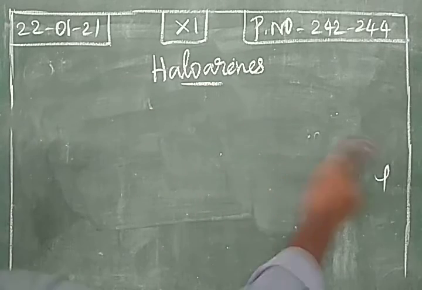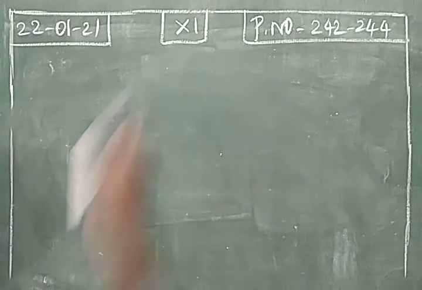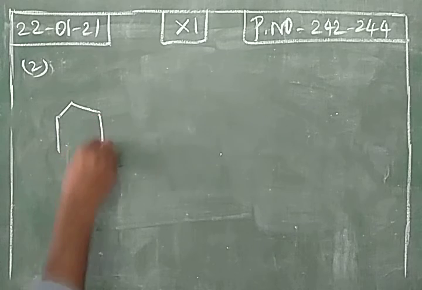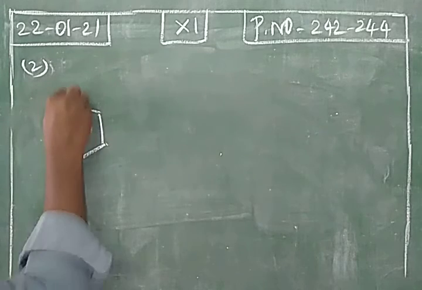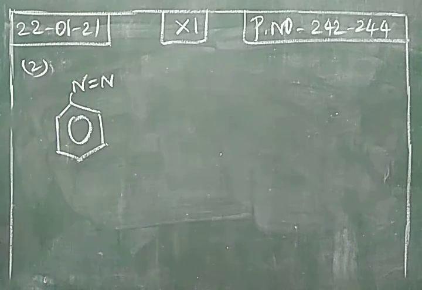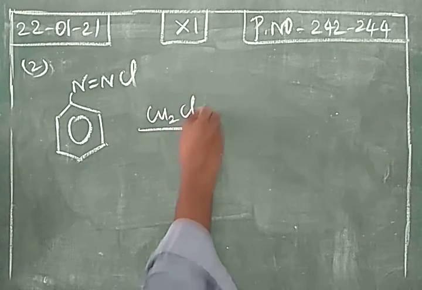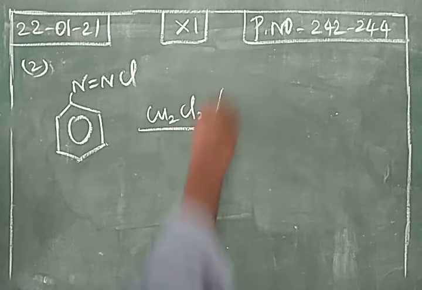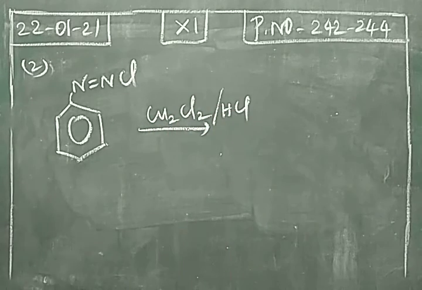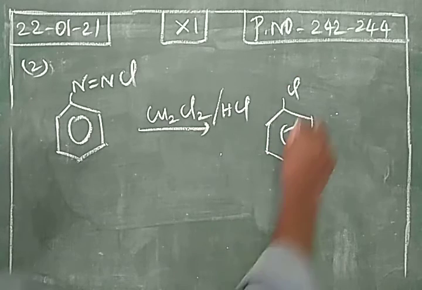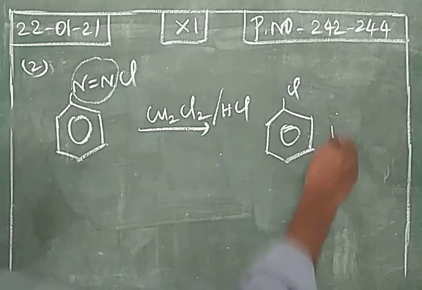Second preparation method is from benzene diazonium chloride. You can take benzene diazonium chloride. This is benzene ring, N double bond N, diazonium ion, halogen is present, benzene diazonium chloride, which is treated with cuprous chloride and hydrogen chloride. We will get chlorobenzene with the liberation of nitrogen.